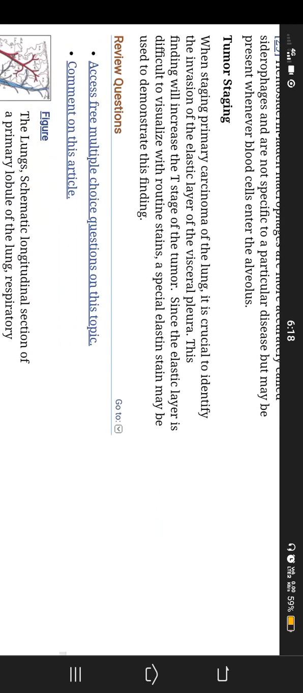Siderophages. Then tumor staging. When staging primary carcinoma of the lung, it is crucial to identify the invasion of the elastic layer of the visceral pleura. This finding will increase the T stage of the tumor. Since the elastic layer is difficult to visualize with routine stains, especially elastin stain may be used to demonstrate this finding. Here we see a picture.